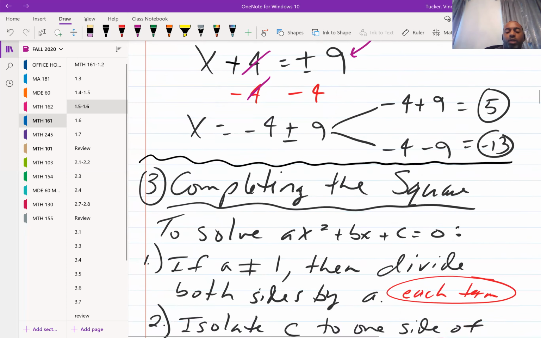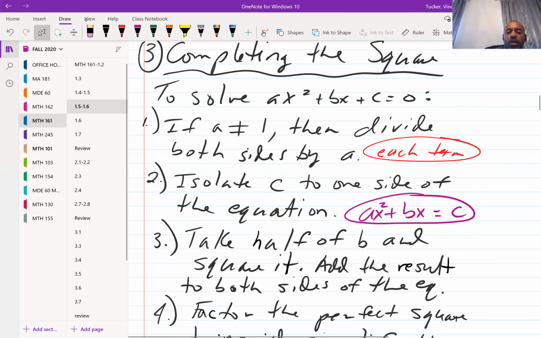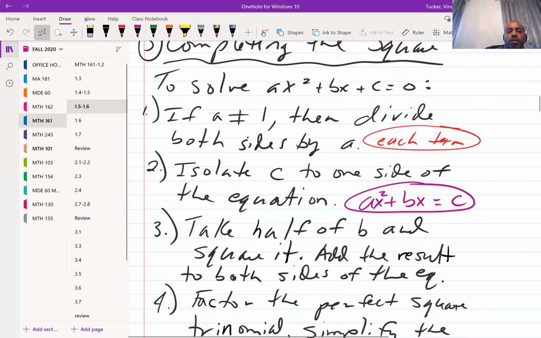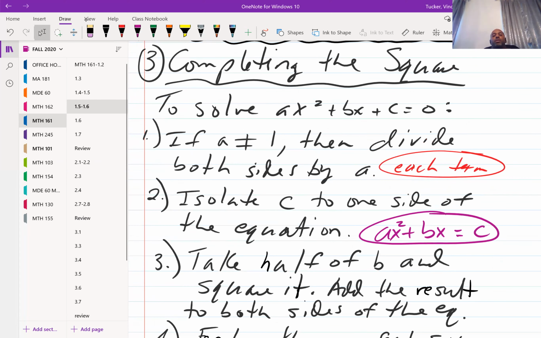All right, so for completing the square, got some steps for you. It's a little more systematic. So I'll give you the first three first, then we'll scroll down. So completing the square to solve ax squared plus bx plus c equal to 0. Notice it says equal to 0. So once again, we're going back to the idea that we have to set one side equal to 0 first. It says if a is not equal to 1, then divide both sides by a. In other words, divide each term. So that's what I was saying here, divide each term by a.